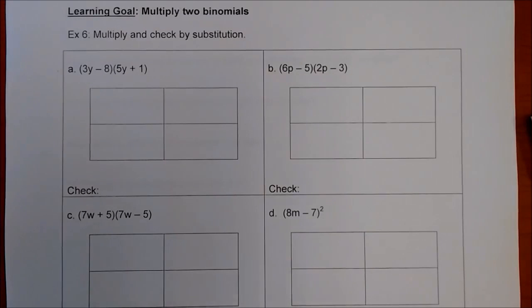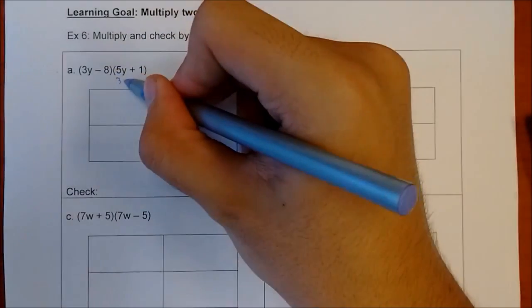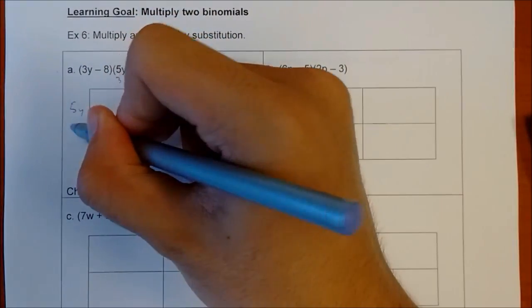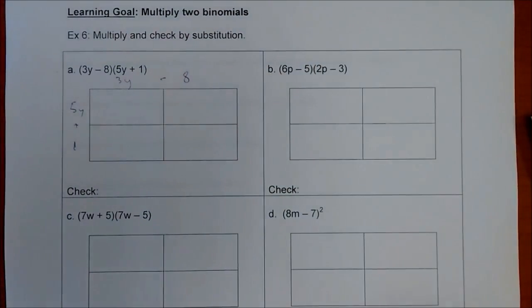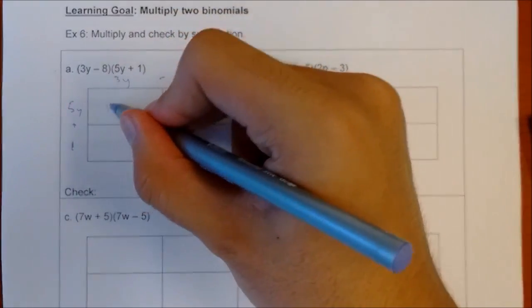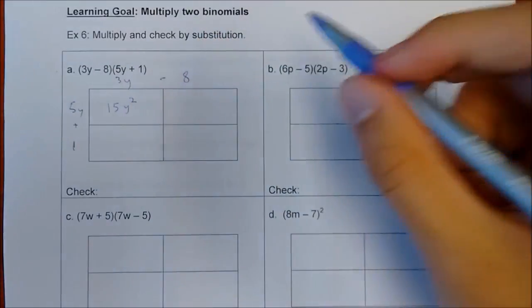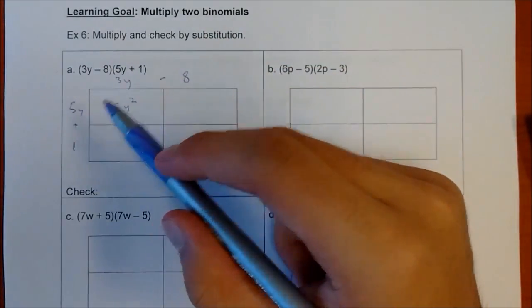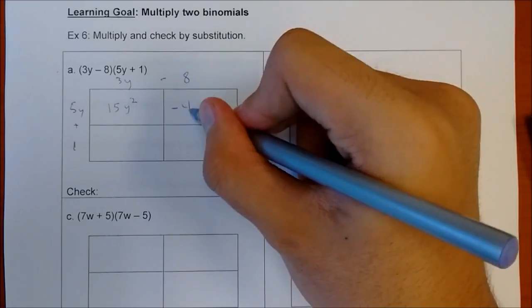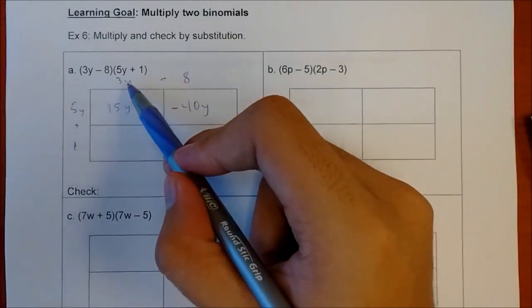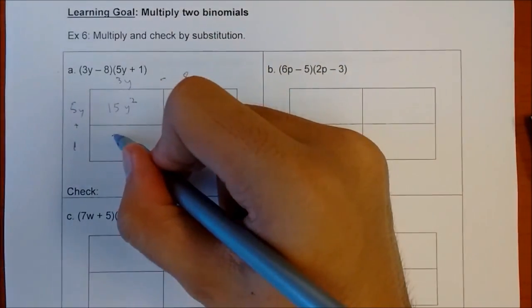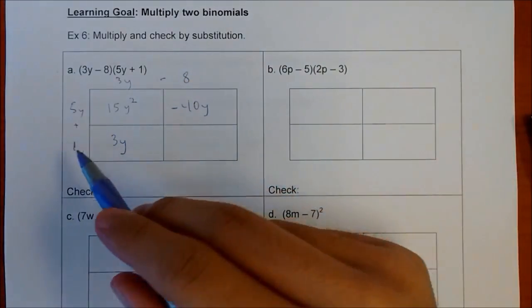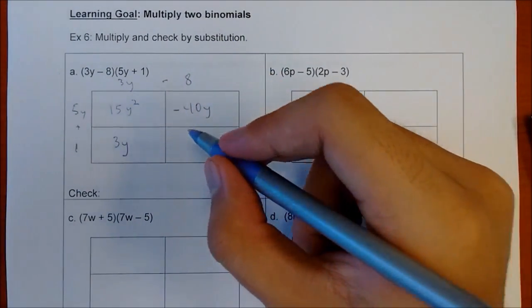So here we have example 6. I'll do part A for you guys, and for B, C, and D you can try those on your own. So we have 3y minus 8 on the top and 5y plus 1 on the left here. And 3y times 5y gives us 15y squared. Negative 8 times 5y gives us negative 40y. 3y times 1 gives us 3y. And 1 times negative 8 gives us negative 8.